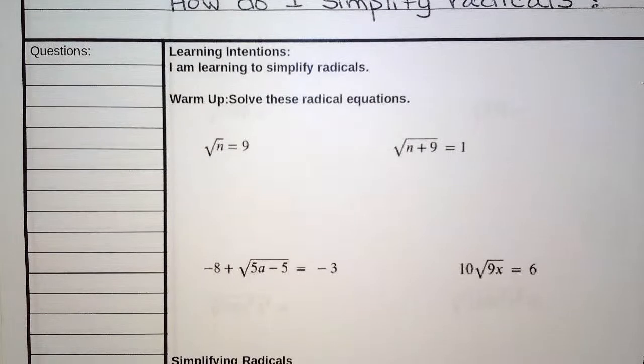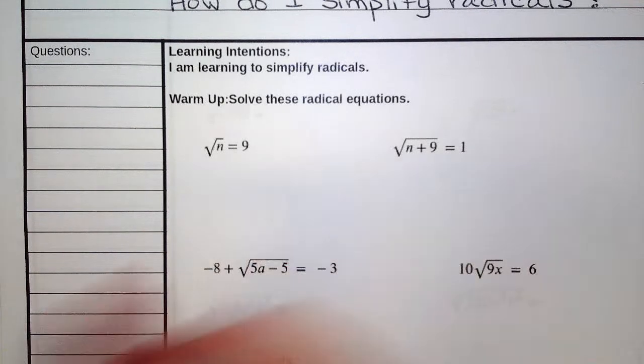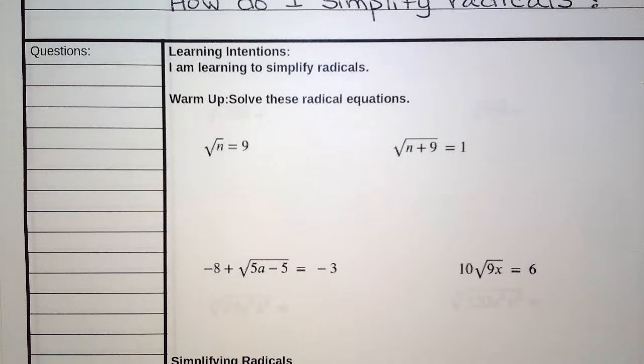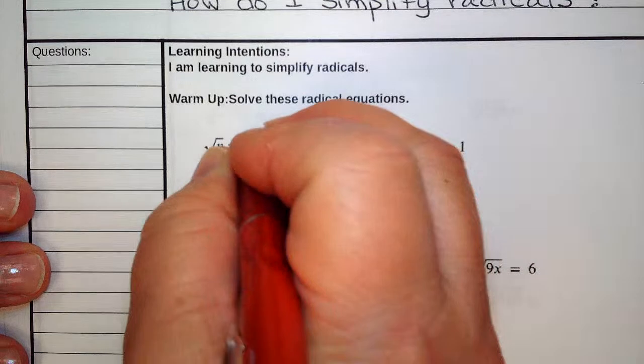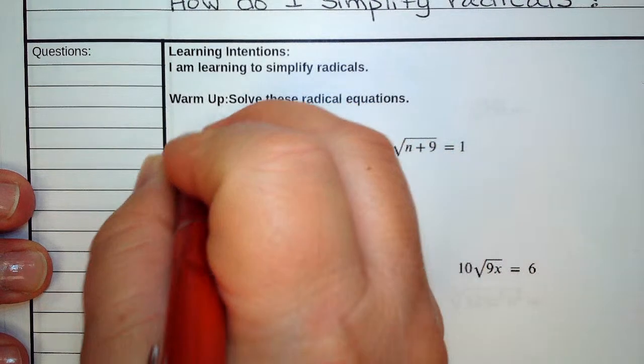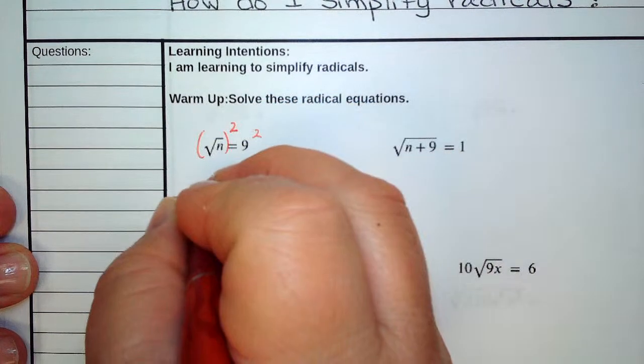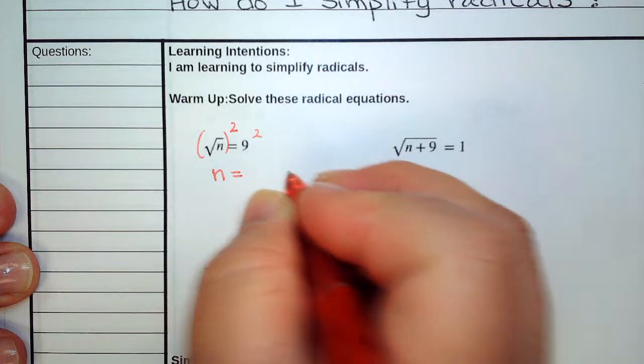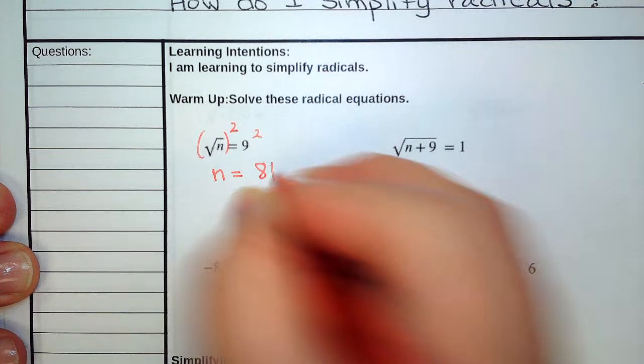Well, I do hope you tried. Remember, the opposite of square rooting is to square. So if I'm looking at this first problem, I've taken the square root of a number and I have ended up with 9. To undo that, I have to square both sides. So I will square 9 and I will square the square root of n. N is equal to 9 times 9 is 81.